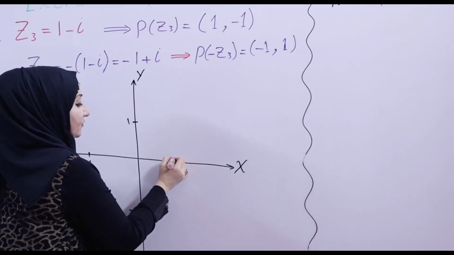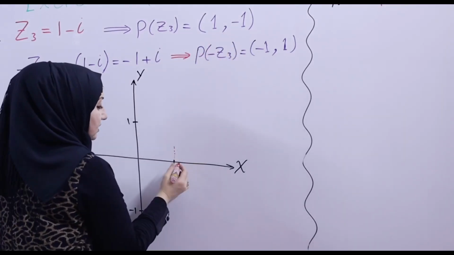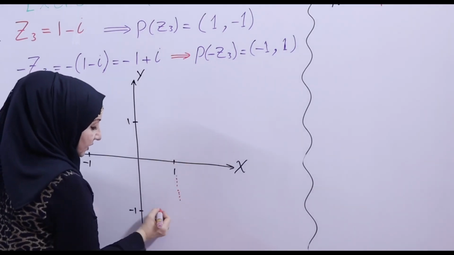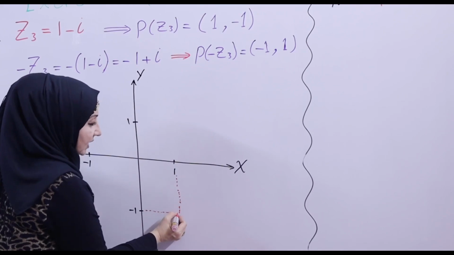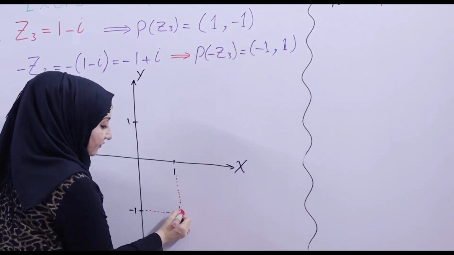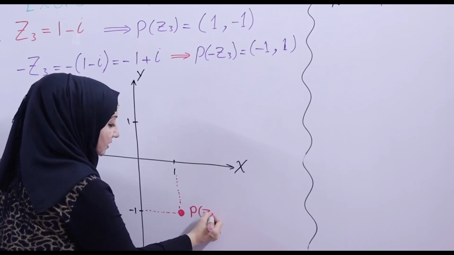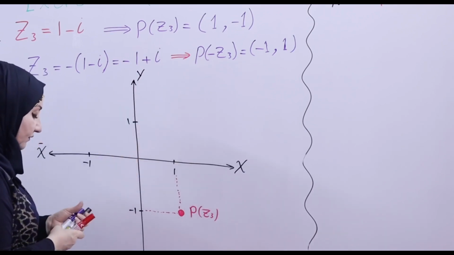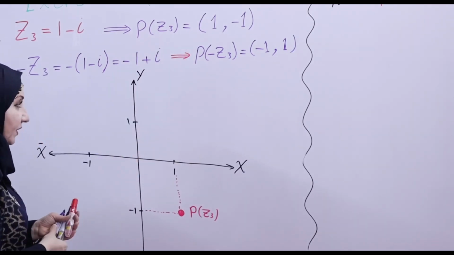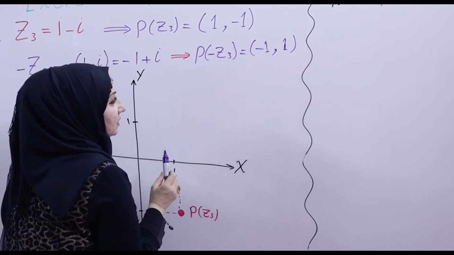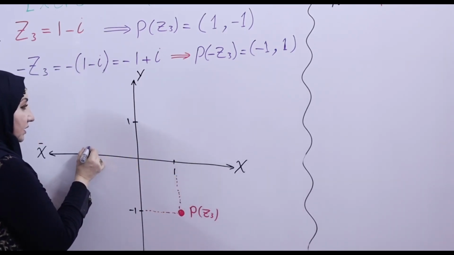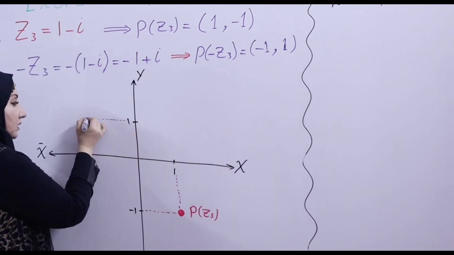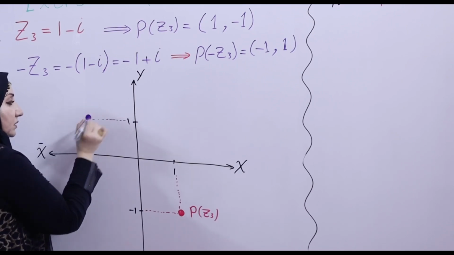Z3, which is positive 1 for the x coordinate, and the y coordinate is negative 1. So now we will go in this way. It will be positive 1, negative 1. Here is the first point which represents Z3. And now we want to represent the point which represents negative Z3. The x coordinate will be negative 1 here, and the y coordinate is positive 1, so it will be here. Here is the point.